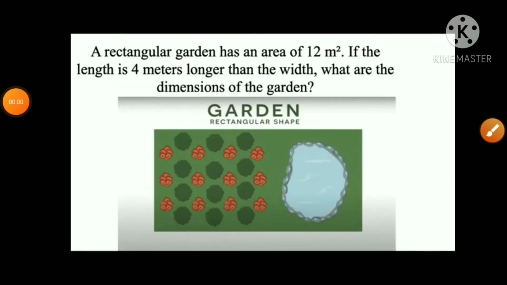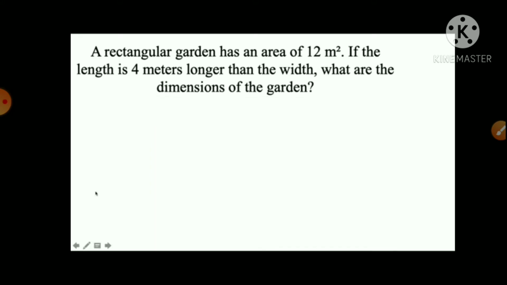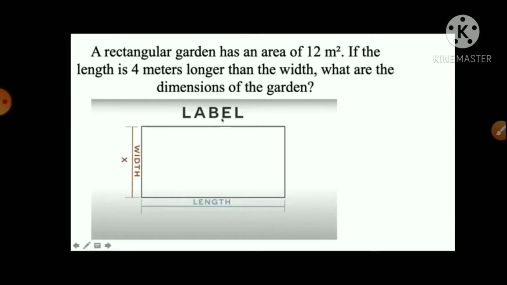In our given, a rectangular garden has an area of 12 meters squared. If the length is 4 meters longer than the width, what are the dimensions of the garden? When we say dimensions, we are talking about the width and the length. Okay, so first we're going to sketch this rectangular garden. Then we're going to take all the necessary information that we need so that we can set up an equation.